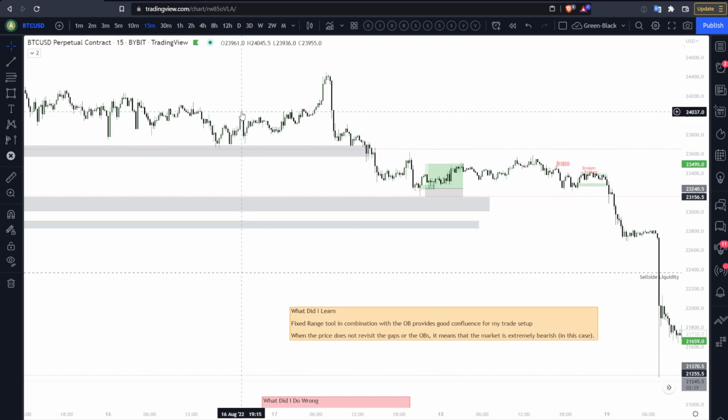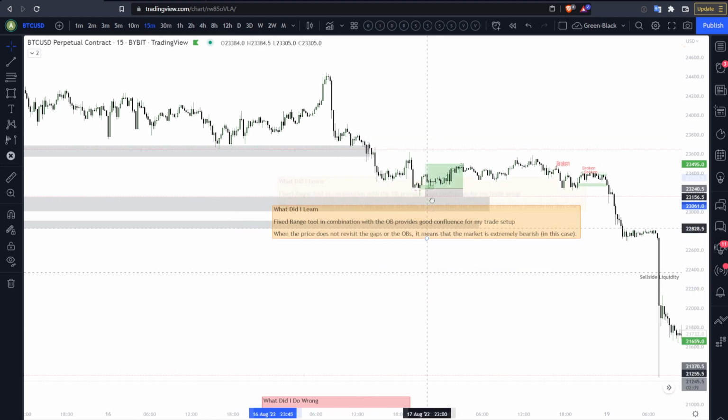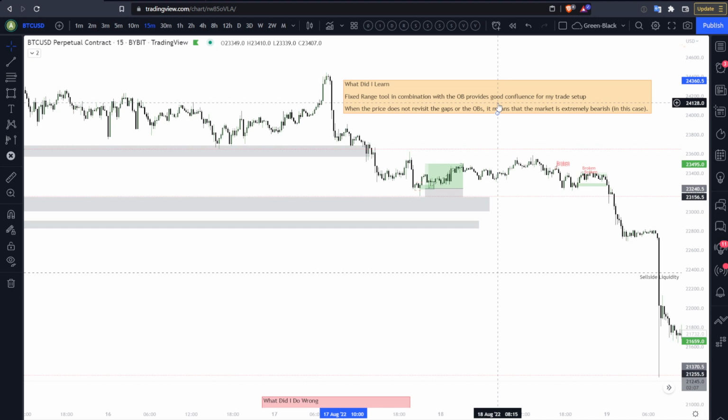Or I can use it also as a separate strategy of entering a new trade on the revision of the order block, of the newly created order block. Basically it ties into discovering new trade setups based on the information that I'm learning here.